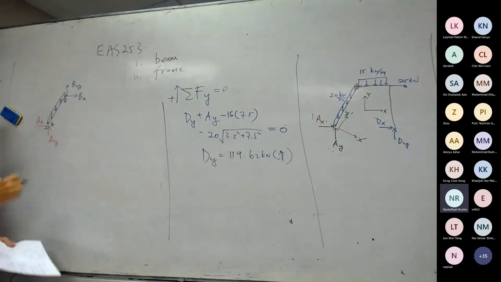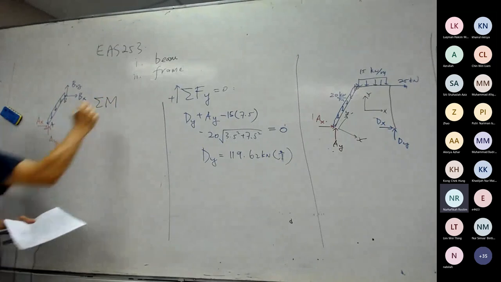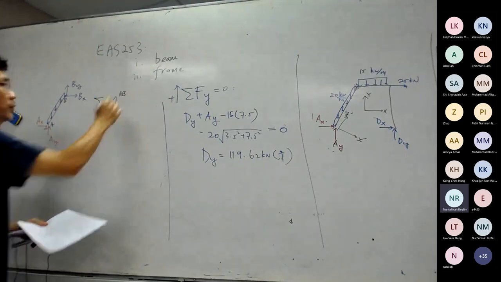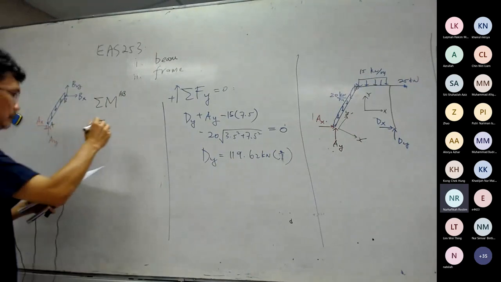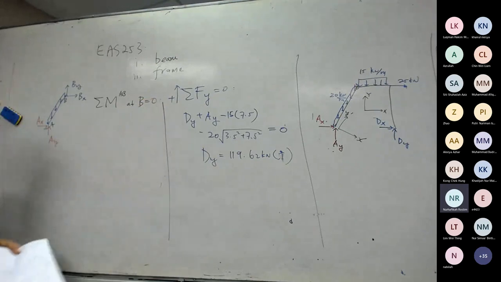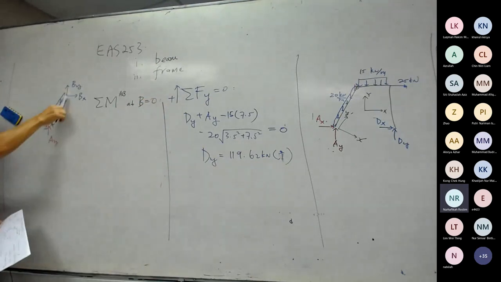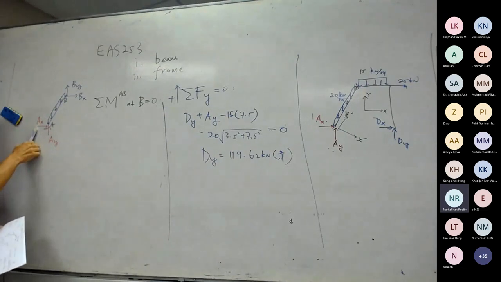already separated, so summation of moment, okay, not the whole frame, but part of the frame only. We already separated out. Okay. At B. So if you take moment at B, then this one is already calculated, then we can get this AX.